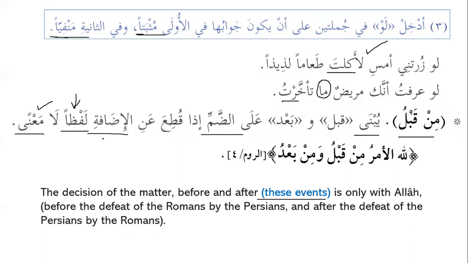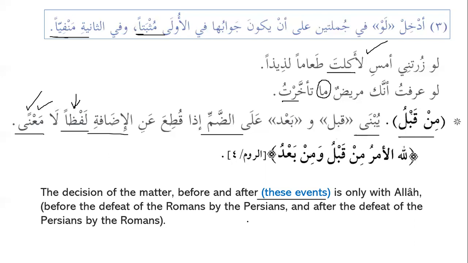We are talking about that, not about the meaning, because when the mudaf ilayh has been dropped, then only the word will be dropped, but the meaning will be retained. The meaning will be there. As we can see over here, the decision of the matter before and after. So basically these events, hadhi al-huduth, exist over there when it comes to the meaning. But when we talk about the word, then the word which is mudaf ilayh has been dropped. And there is further explanation to this.